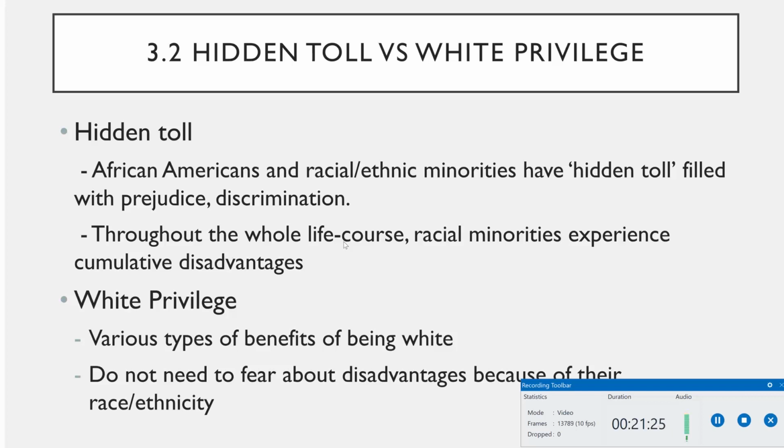So there are two contrasting concepts or situations for the minorities and the whites. Ethnic or racial minorities are considered to have a hidden toll. So African Americans and racial minorities have a hidden toll filled with prejudice and discrimination. From their birth, they are more likely to have a poor family or a low level of education and low income, and then worsened health compared to whites. However, whites are considered to have white privilege, various types of benefits of being white, and at least they don't need to fear disadvantages because of their race and ethnicity.